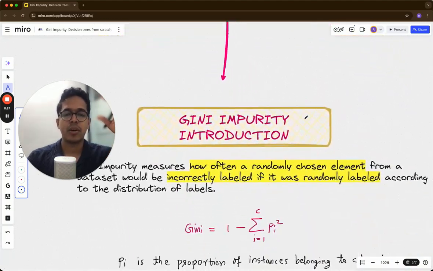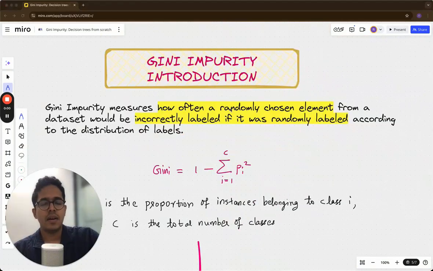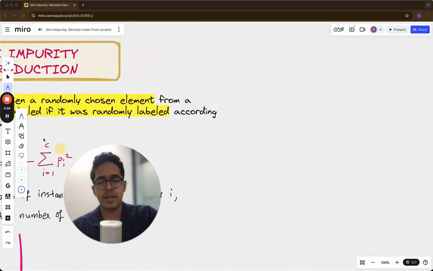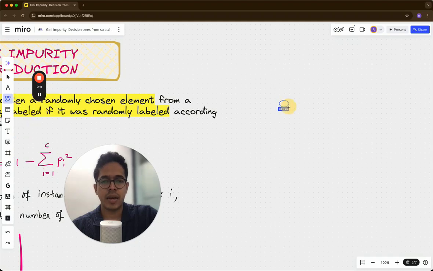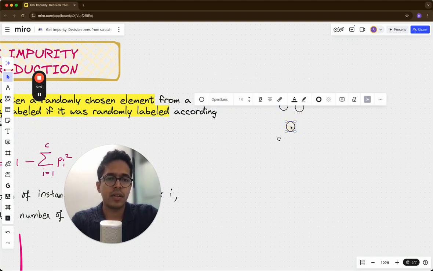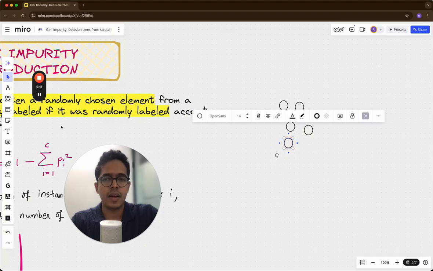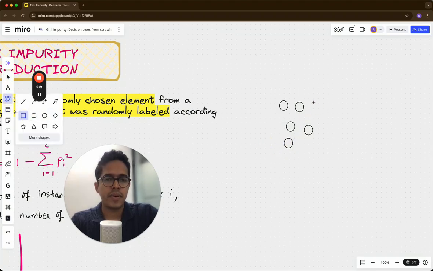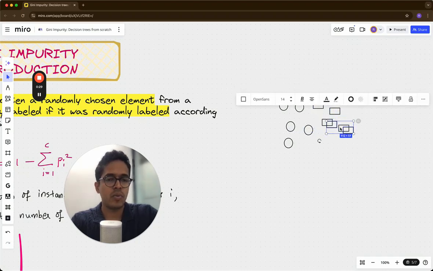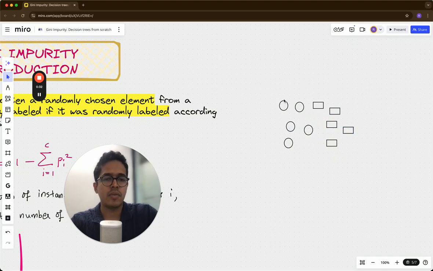So let us get into the concept of Gini impurity. I have a question. Before entering into the discussion of Gini impurity, imagine you have 5 shapes. You have 5 circles, 1, 2, 3, 4, 5. And you have 5 squares, 5 rectangles. So this is a collection of shapes. There are 10 shapes overall. And out of these 10 shapes, you have 5 rectangles and 5 squares.